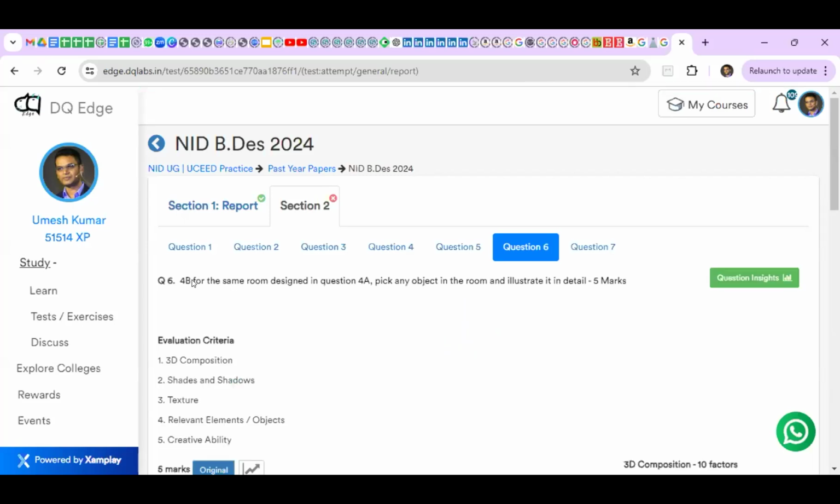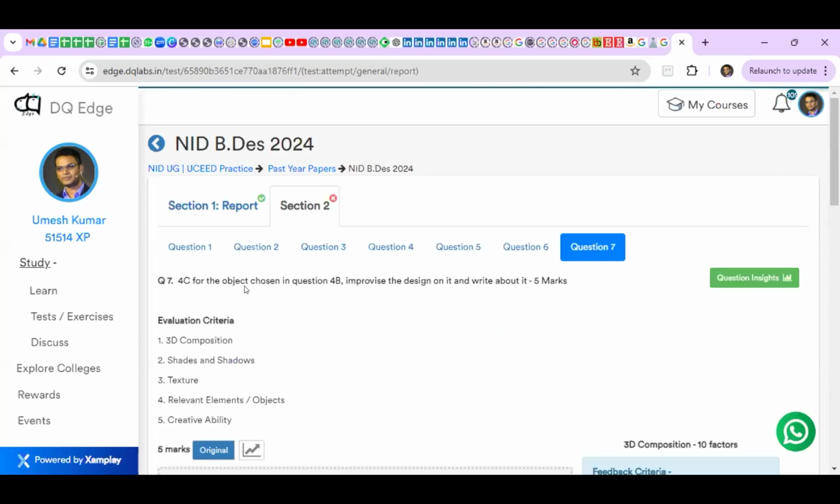And then question number 6. For the same room that was asked about earlier, pick any object in the room and illustrate it in detail. Again, your observation, detailing, ability to illustrate, perspective concepts, everything will come into play. Question number 7. Again, for the object chosen earlier, improvise the design on it and write about it.